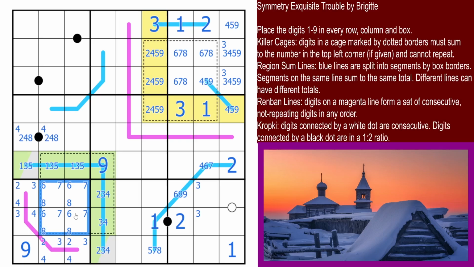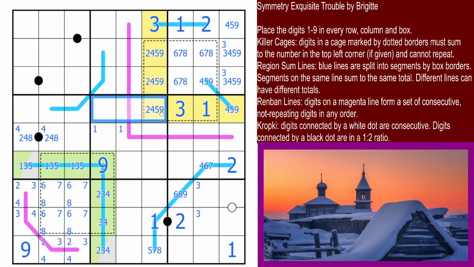Now, where is 1 in this box? 1 is not here, 1 is not here. And 1 is also not here, right? 1 is one of these two. So 1 is one of these two. That's correct.